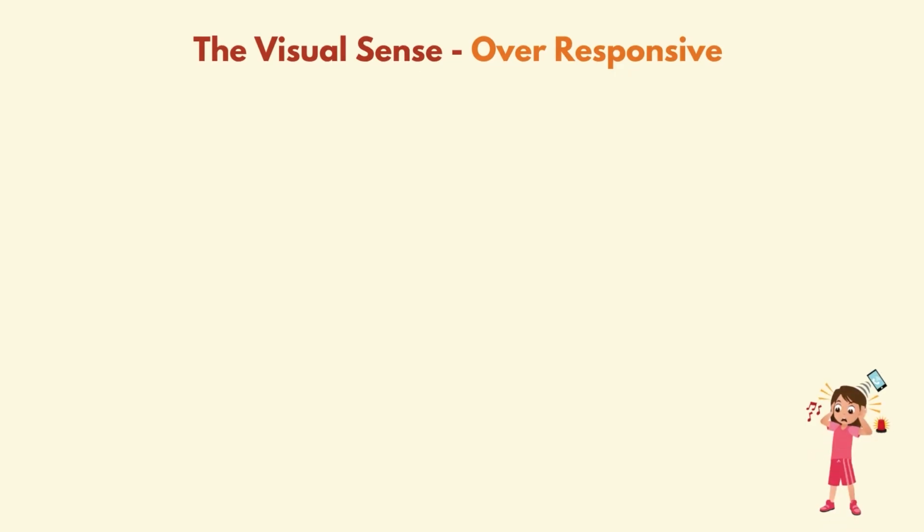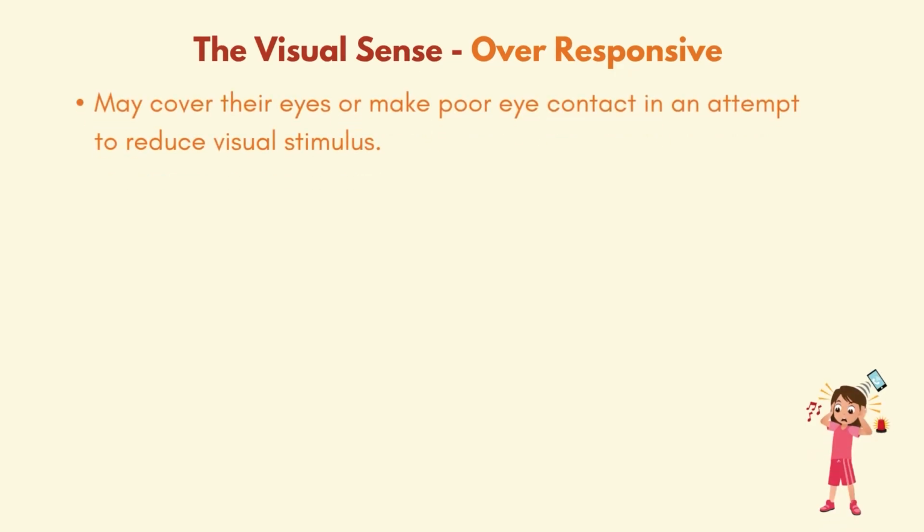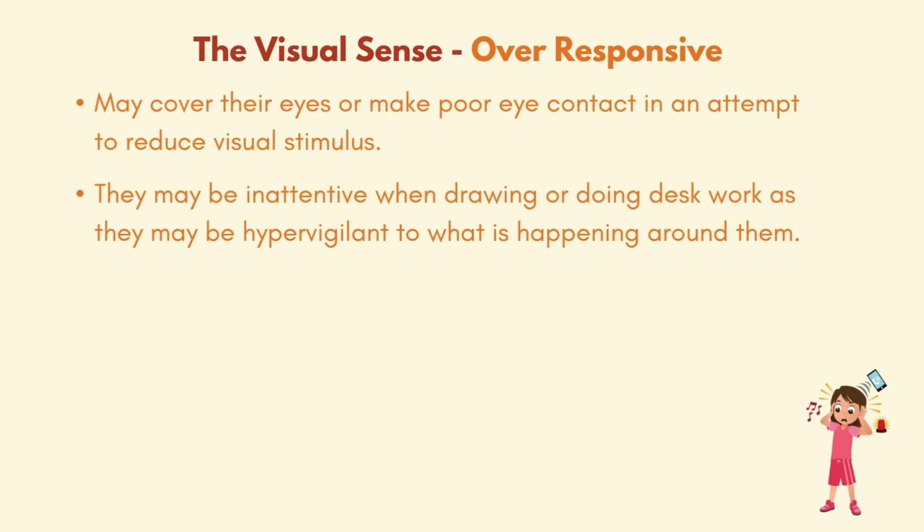Over-responsive. Over-responsive children may cover their eyes or make poor eye contact in an attempt to reduce visual stimulus. They may be inattentive when drawing or doing desk work, as they may be hypervigilant to what is happening around them.